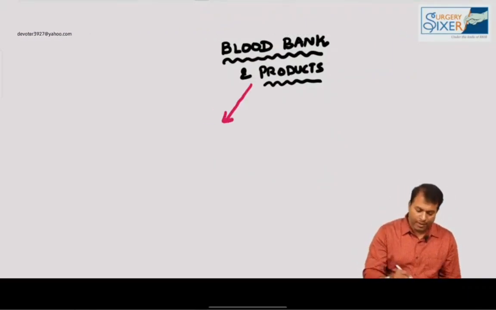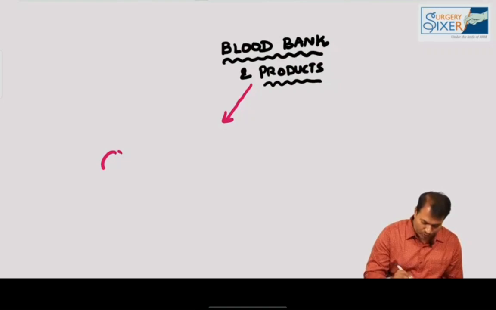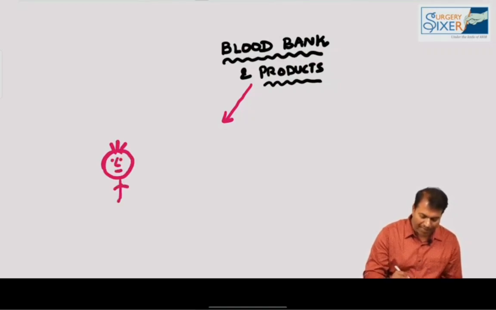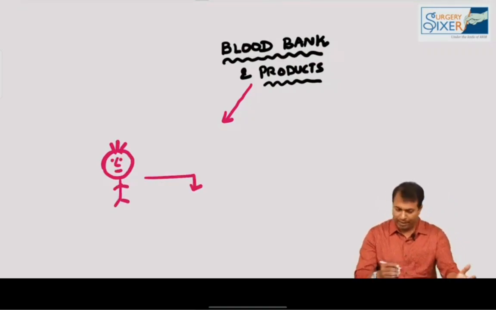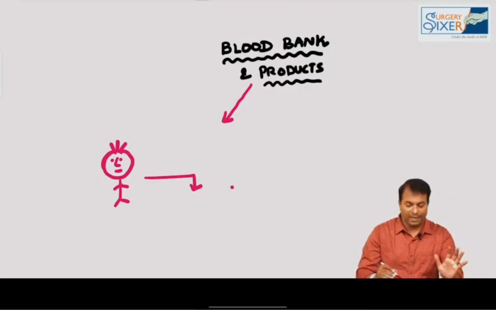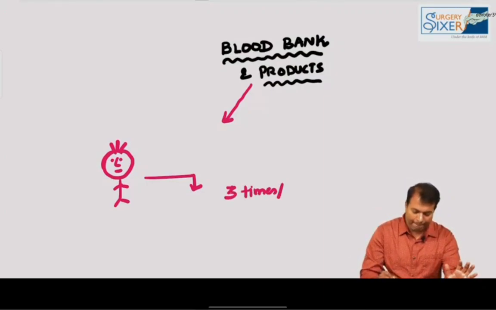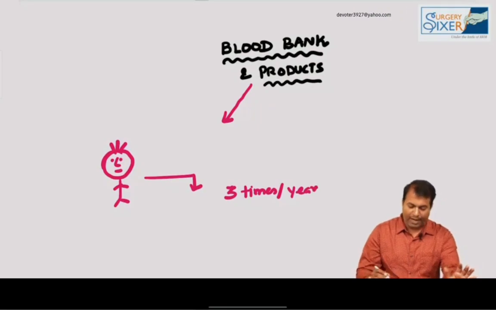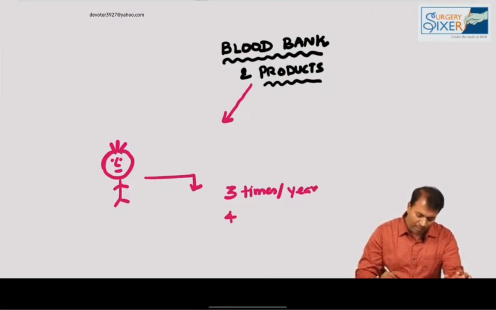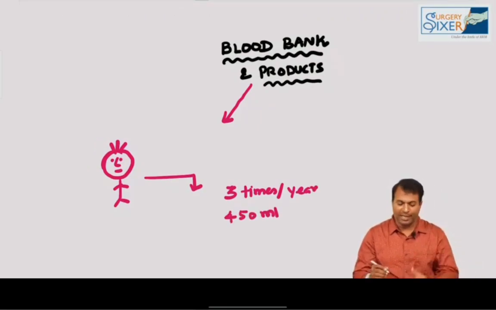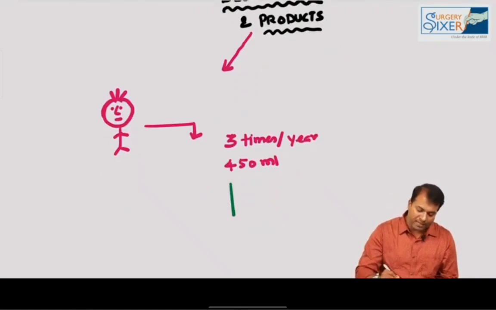So now, one person is going to donate his blood. Let us assume this is a donor coming to the blood bank. How many times per year can he donate blood? One person can donate blood a maximum of 3 times per year, as advised in the book. And each time he donates, how much blood? In India we take less, but in UK statistics they take 450 ml each time. And the blood is taken in a bag which contains what component? What component is there in this blood bag to store the blood?